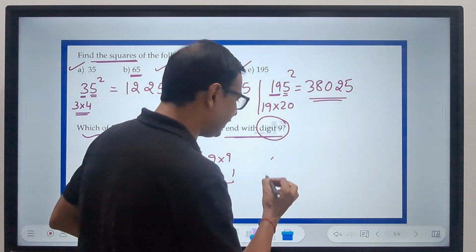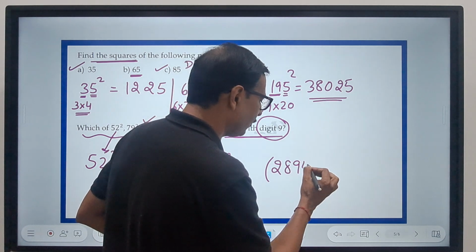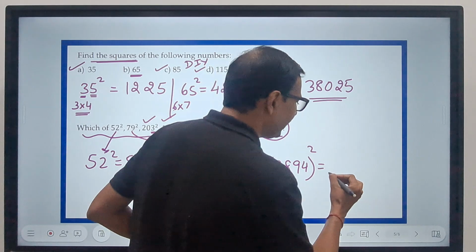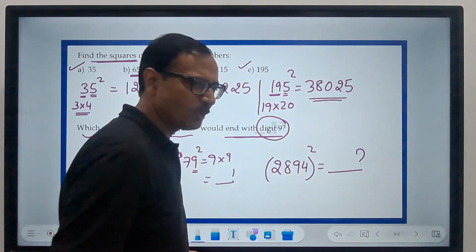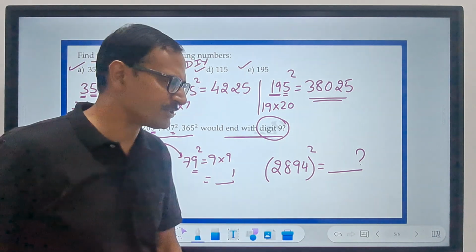Okay, so can you tell me, if I take the square of 2894, what digit will I get in the unit place? Do comment here in the comment box below. I'll wait for your comments and I'll answer to that also.